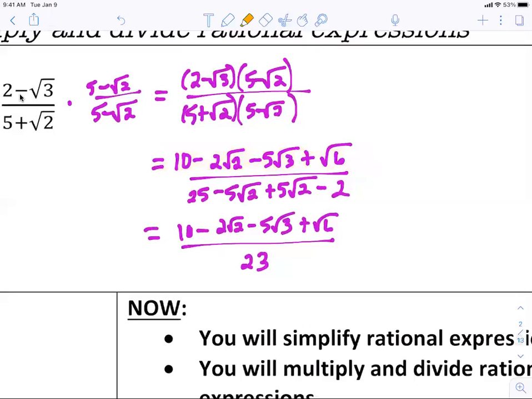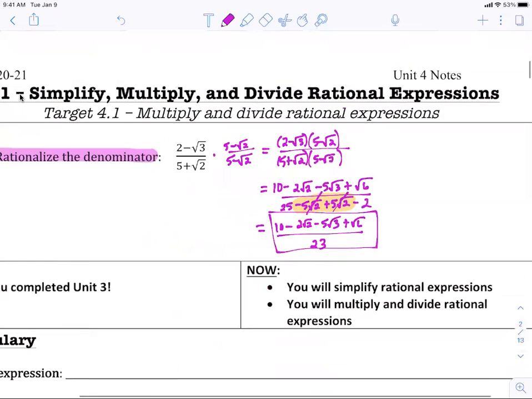On the bottom, however, there are things that simplify, because when you multiply this out, you're left with a minus 5 root 2 plus 5 root 2, which at the end of the day simply cancel. And all you have to do is 25 minus 2, which leaves you with your denominator of 23, and nothing else simplifies. So as ugly as it is, that is your final answer.